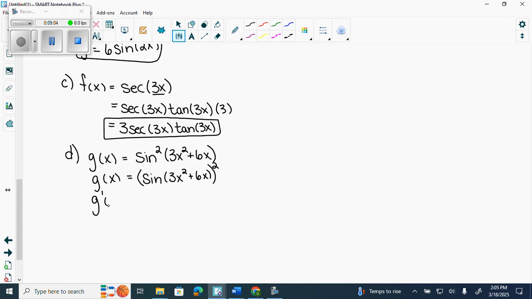So we have to go g prime of x equals 2, rewrite it, all to the 1. Do I need to write the 1? No, but I'm going to just prove a point. Now what have I not done yet? The derivative of the trig. So what's the derivative of sine? Cos 3x squared plus 6x. Then what have I not done? The derivative of the inside.